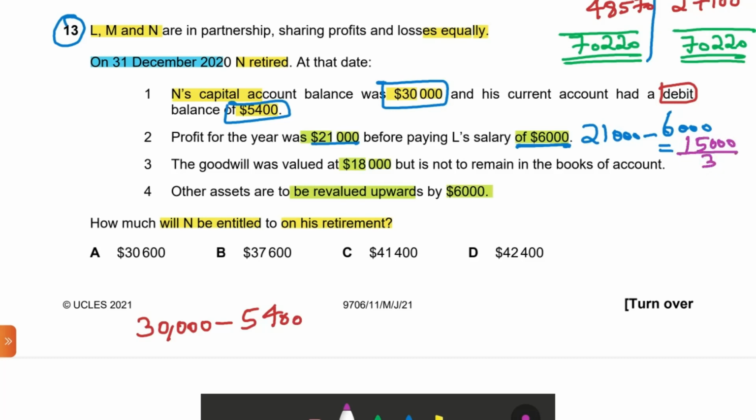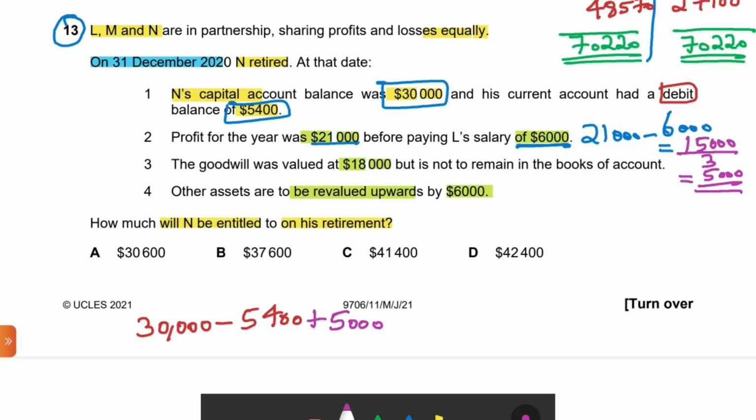They are sharing the profit equally, so one portion is N's portion. Divided by 3 is equal to 5,000. This 5,000 he has to get. So we will add 5,000.